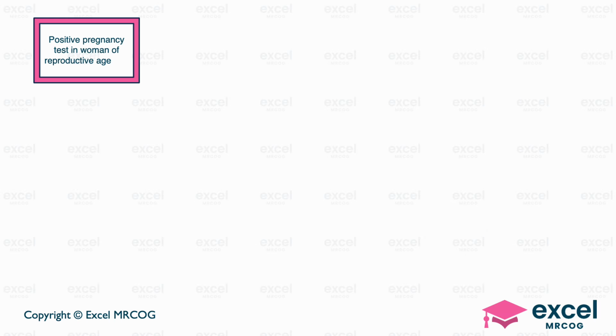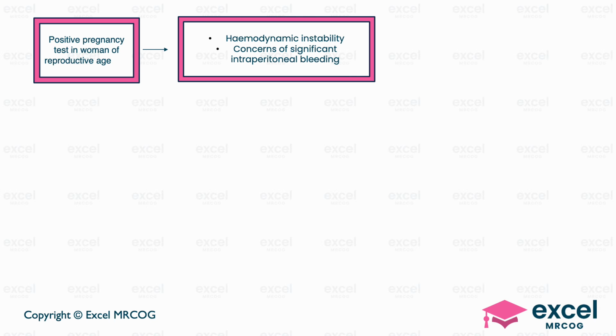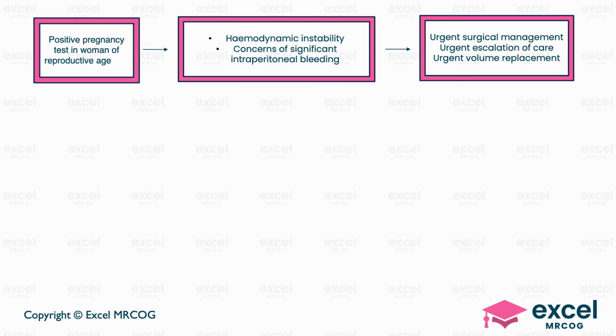In case we have a positive pregnancy test in women of reproductive age, and we have ectopic pregnancy at the back of our mind, we first establish whether the patient is hemodynamically stable or not. The first thing to look at is if there are any concerns of significant intraperitoneal bleeding. If that is there, then we would escalate care and consider urgent surgical management with urgent volume replacement. No doubt about that.